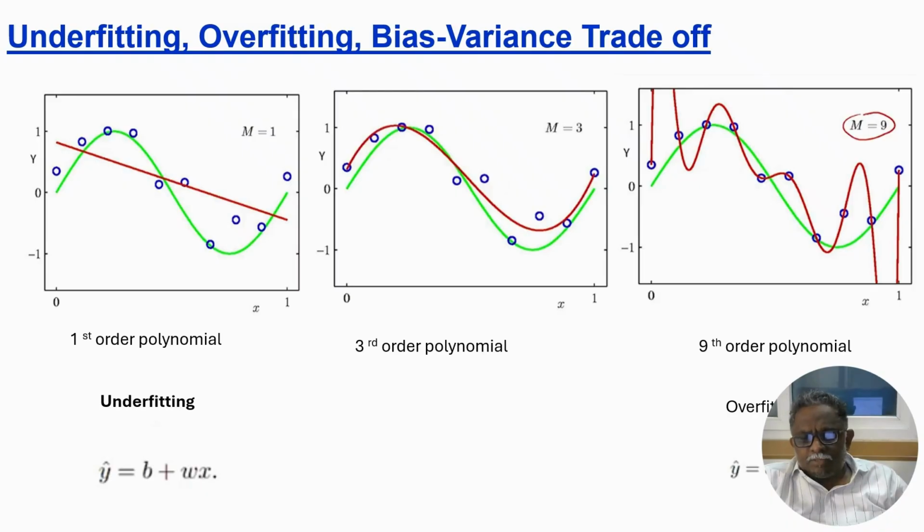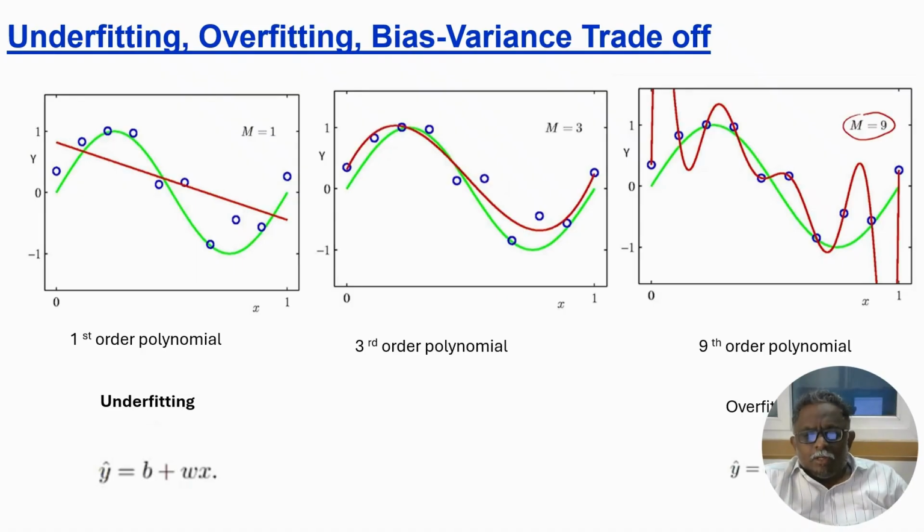And when we increase from the third order to the ninth order polynomial, the red one passes through all the data points in the data set. So that means it happens to be an overfitted one. So when you look at the first order polynomial, it gives a straight line equation for the nonlinear data, and I can say this comes under the category of underfitting. When we go for the ninth order polynomial, it is overfitted.